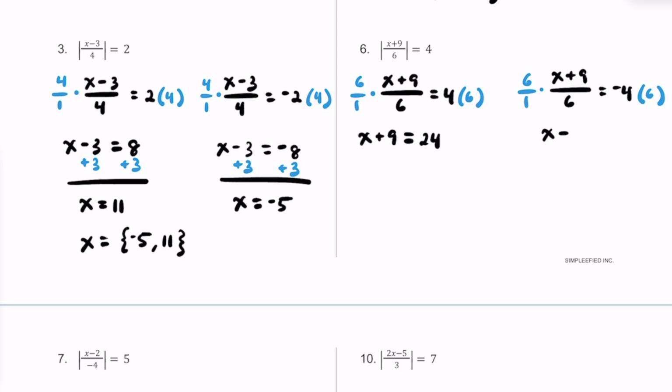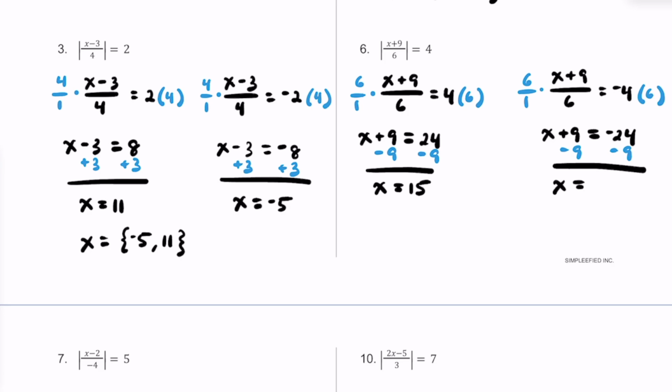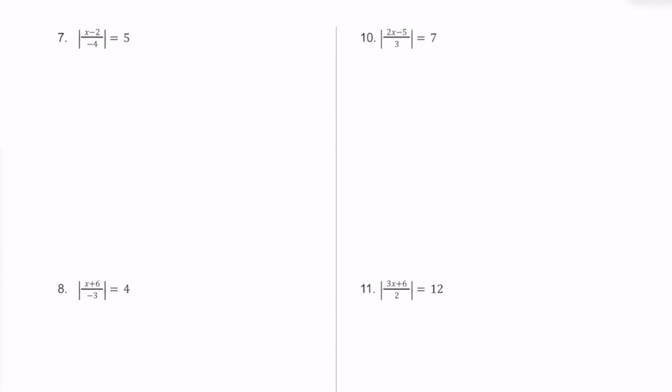We're going to get this x plus 9 is equal to, and this -4 times 6 is going to be -24. Solving these one-step equations, we can go ahead and take away 9 from both sides. Do that for both of them. And let's see what we're going to get. For the equation to the left, we're going to get x is equal to 24 minus 9 is 15. And for the equation to the right, -24 minus 9 is -33. So our two solutions here are going to be x would be equal to -33, or x is equal to 15.